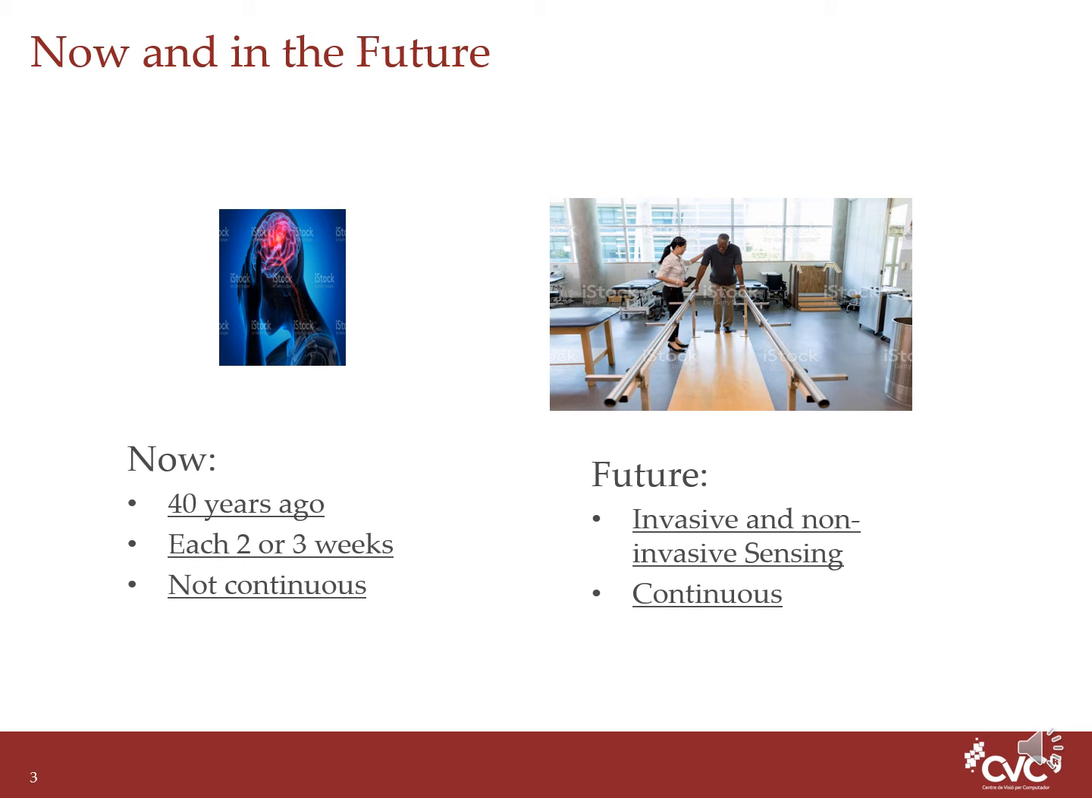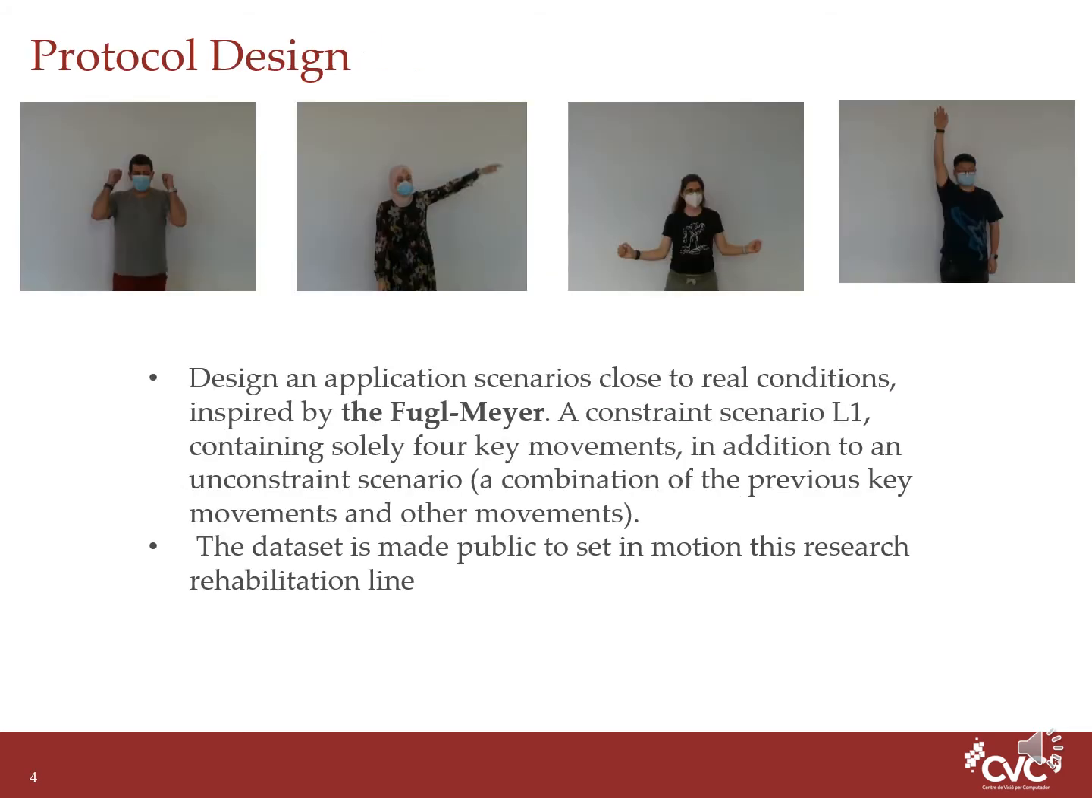To do so, we designed an application scenario that mimics real rehabilitation conditions. There exist two scenarios, L1 and L2. L1 is a combination of 4K movements. Those 4K movements are inspired by the Fugl-Meyer scale, which is actually used widely to assess the performance of the patient. And L2 is the second scenario, which is closer to real conditions, a combination of the 4 previous movements and a set of random movements.